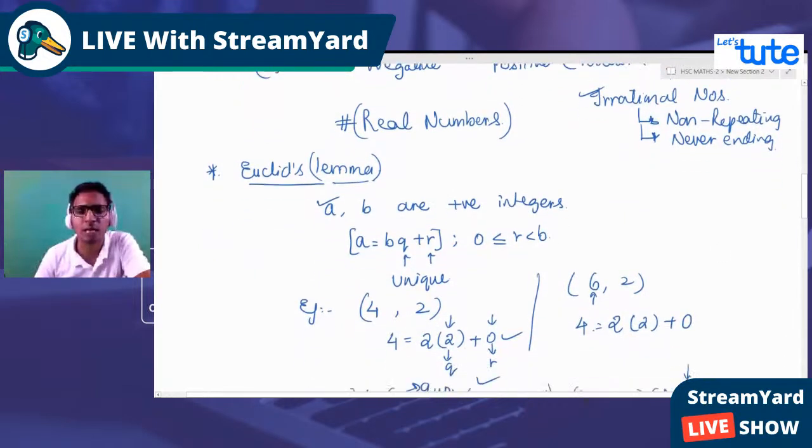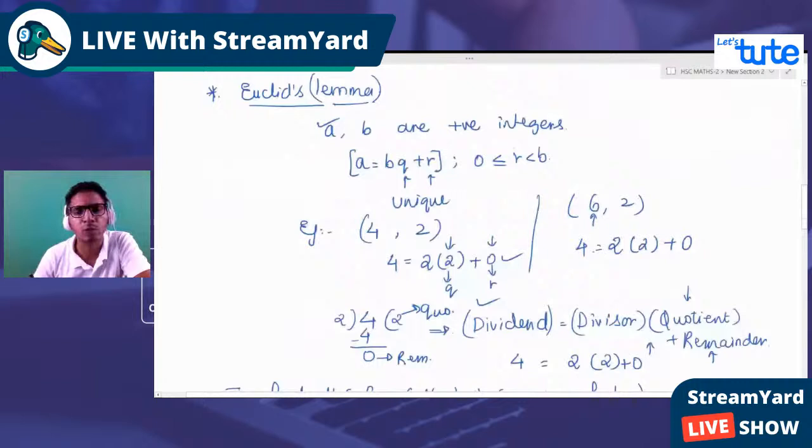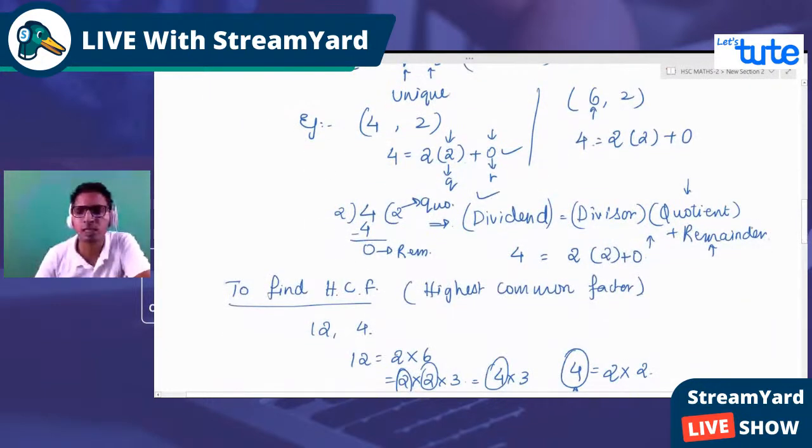Then we went to Euclid's lemma. What we understood is that if we have two positive integers, then we can find two more positive integers using this condition, and those two integers are unique. We tried to see this with an example. We took 4 and 2, and understood that the 2 and 0 we got from here, considered as q and r, cannot be used for any other combination. They are used only for this combination, correct? Therefore they are always unique and cannot be repeated for any other pair.